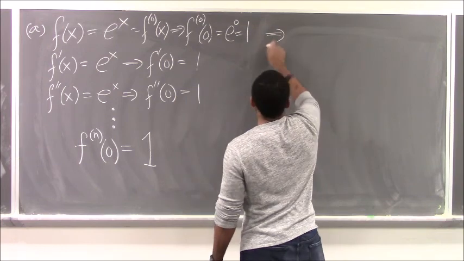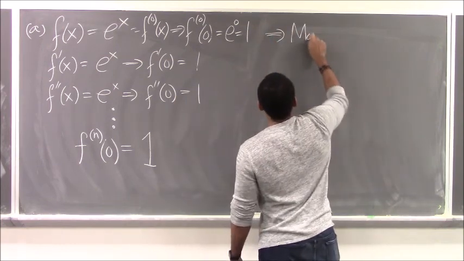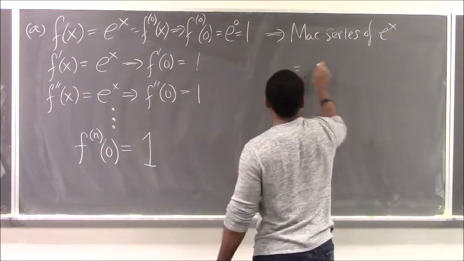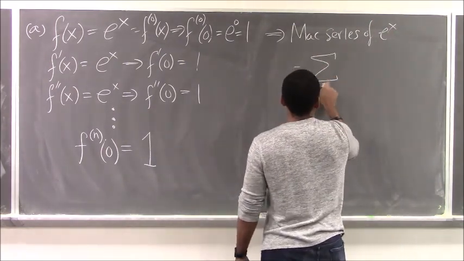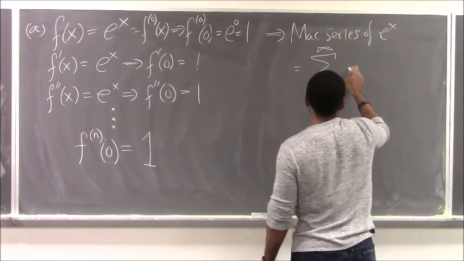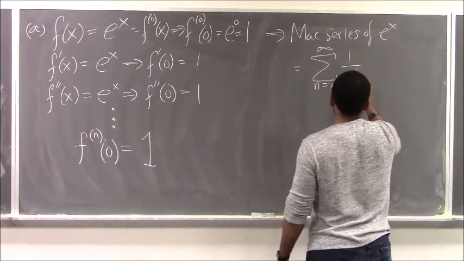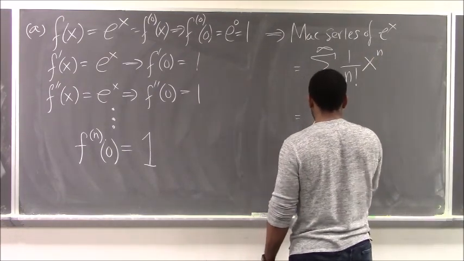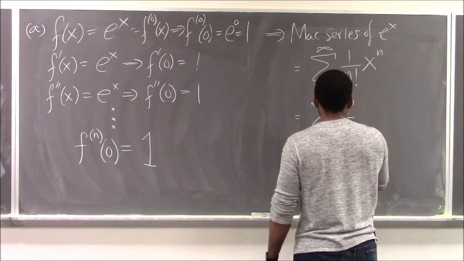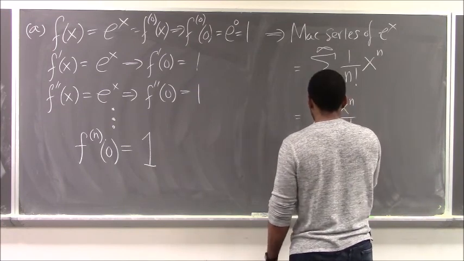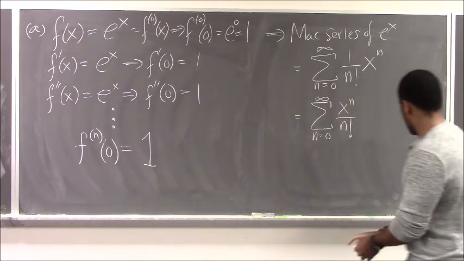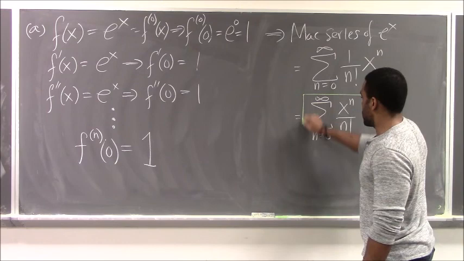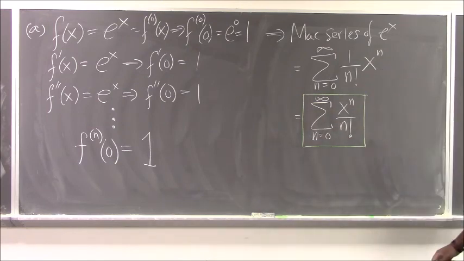So this gives us the Maclaurin series of e to the x. Well, that's just going to be the series n goes from 0 to infinity of 1 over n factorial times x to the n. Or in other words, x to the n over n factorial, n goes from 0 to infinity. And that's your answer. So that is the Maclaurin series for e to the x.